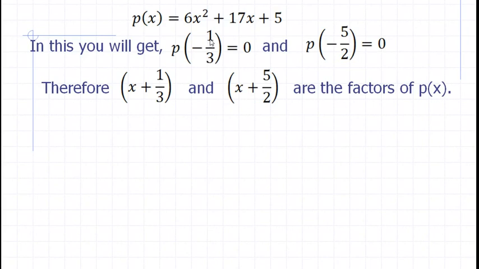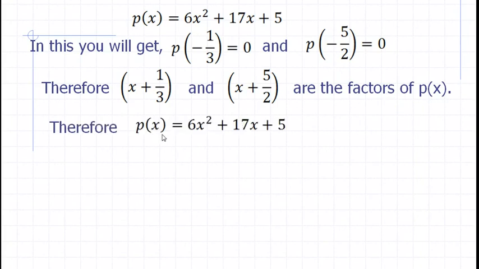because x is equals to minus 1 upon 3, so x plus 1 upon 3, and x is equals to minus 5 by 2, it means x plus 5 by 2 are the factors of this polynomial. So this polynomial can be written as 6, you have taken common, so x square plus 17 upon 6x plus 5 upon 6.